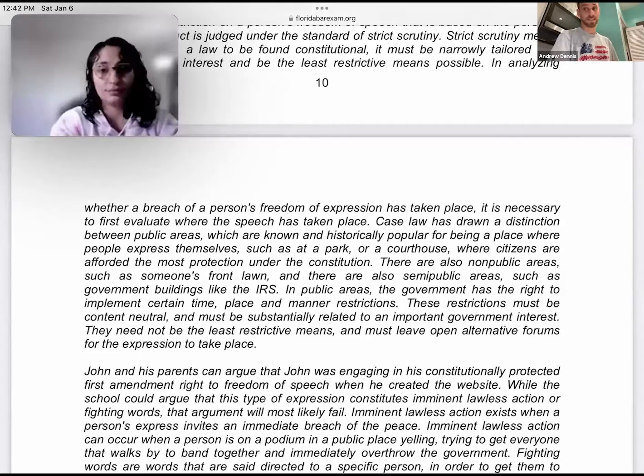Case law has drawn a distinction between public areas, which are known and historically popular for being a place where people express themselves, such as a park or a courthouse, where citizens are afforded the most protection under the Constitution. There are also non-public areas, such as someone's front lawn, and there are semi-public areas, such as government buildings like the IRS.